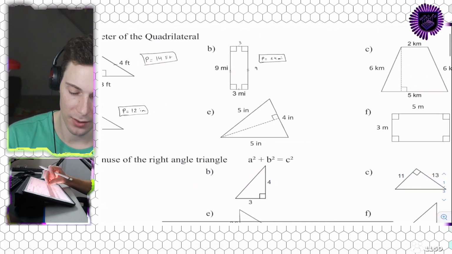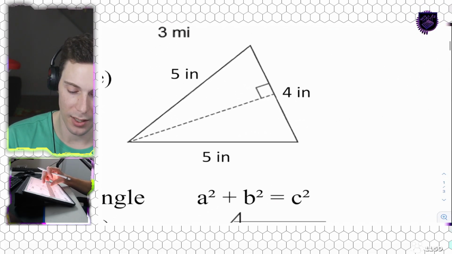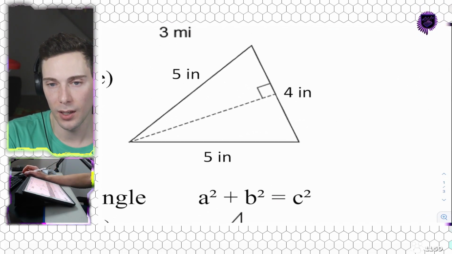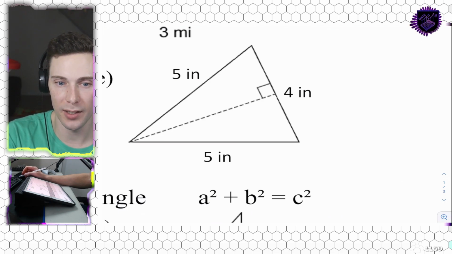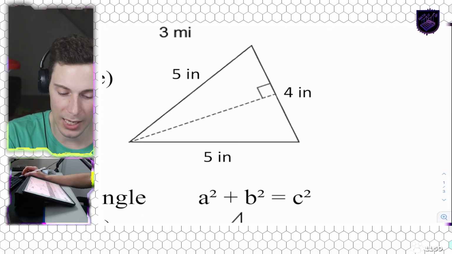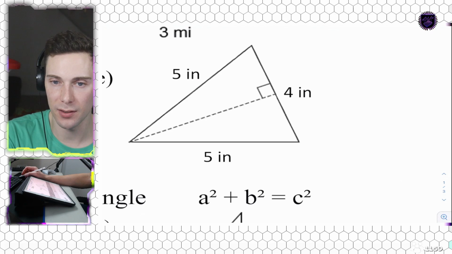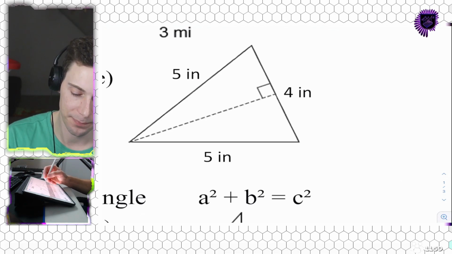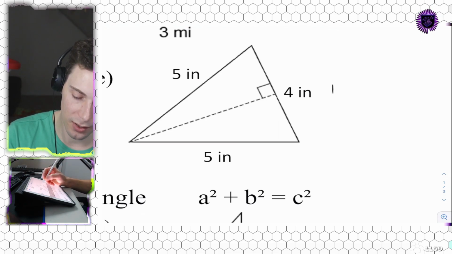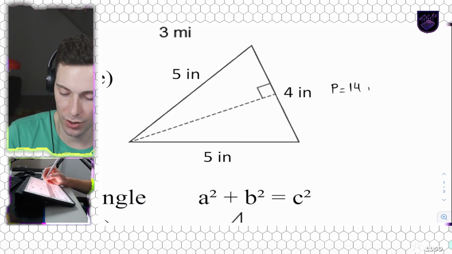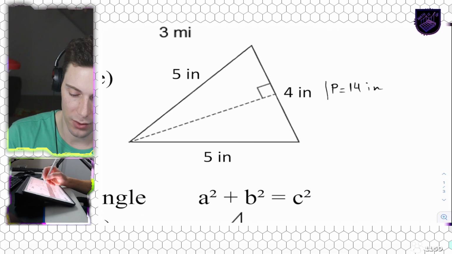All right, this next one is an isosceles triangle. And that means it has 2 angles that are the same and 2 side lengths that are the same. So side lengths are 5 inches apiece, and the bottom, the base, is 4 inches. So this is going to be 14. Perimeter will equal 14 inches total.